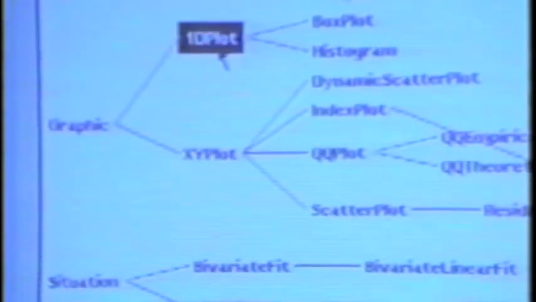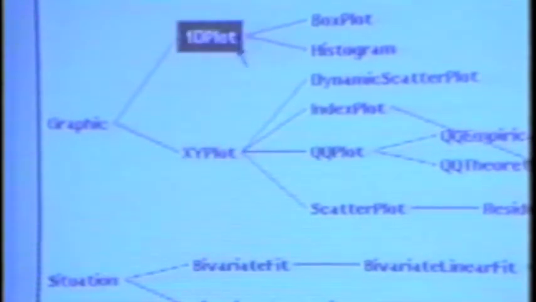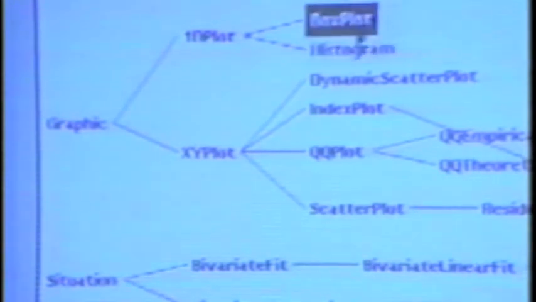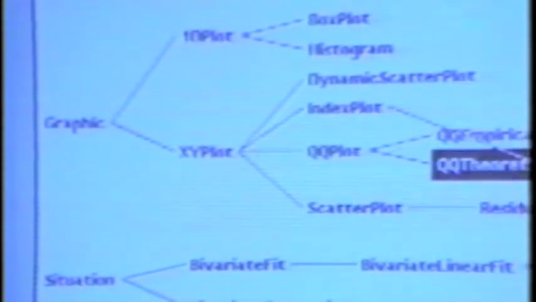We also have a whole host of graphics available in DINDE. These are divided into one-dimensional plots and two-dimensional or XY plots. Again, you see that the one-dimensional plots are either box plots or histograms, and two-dimensional plots are QQ plots and scatter plots and dynamic scatter plots. And these are again further specialized.